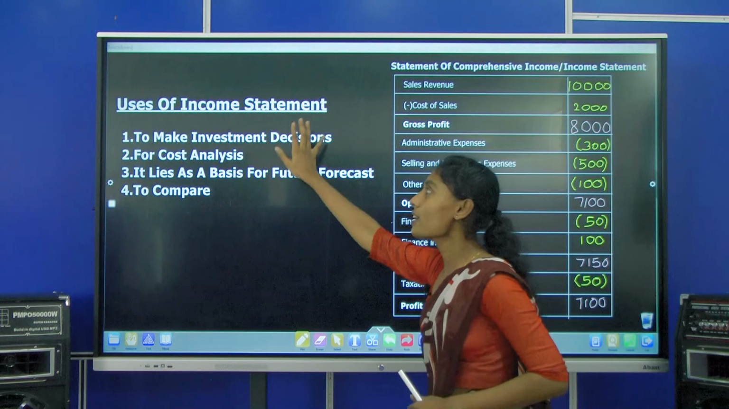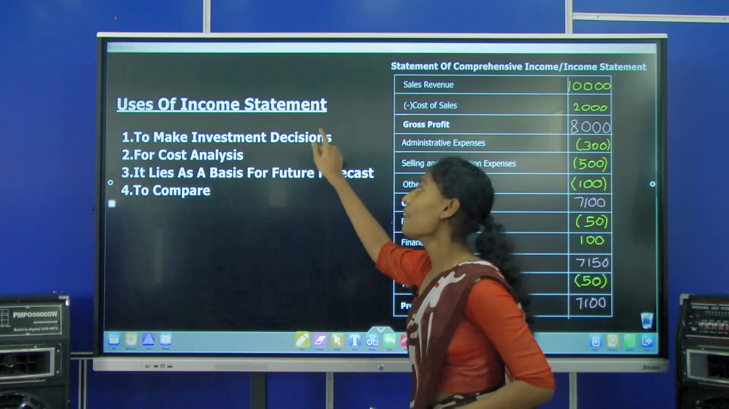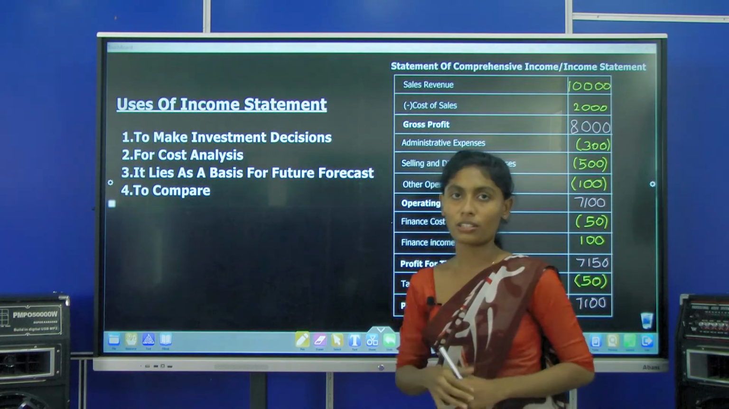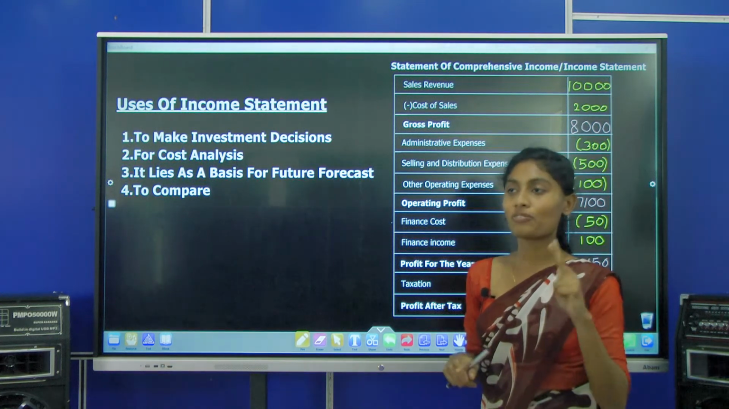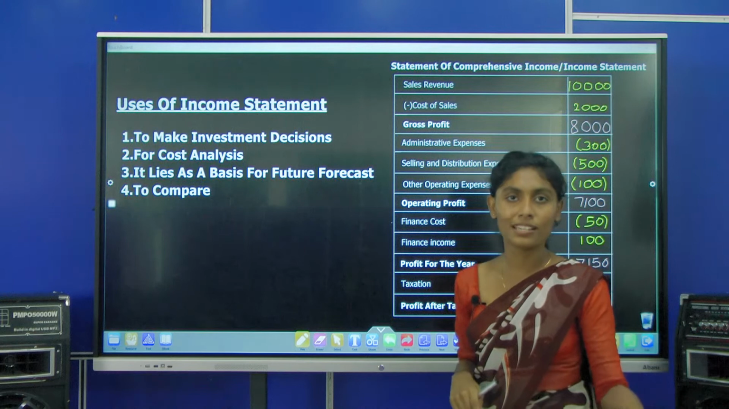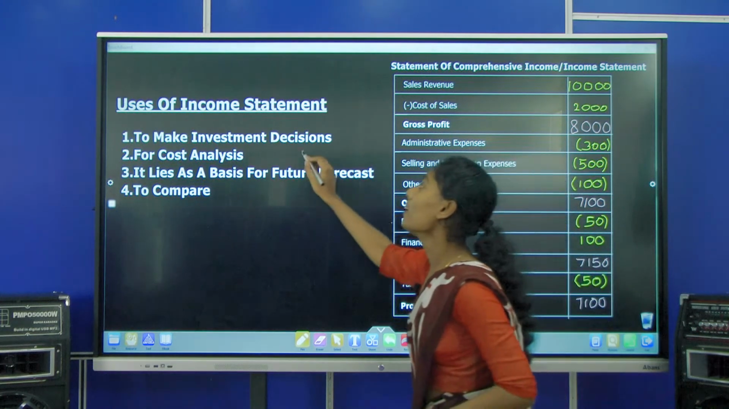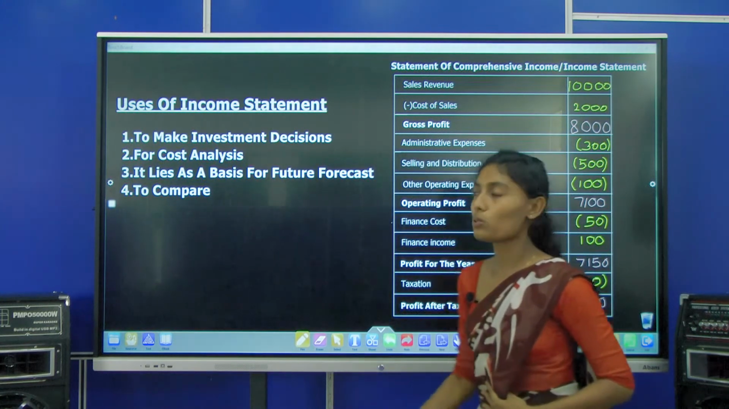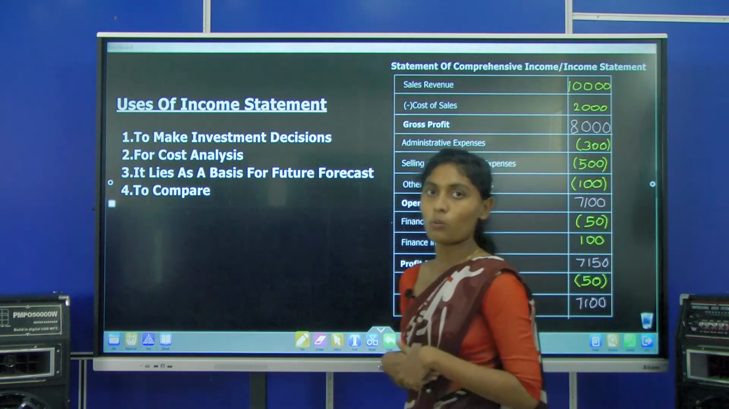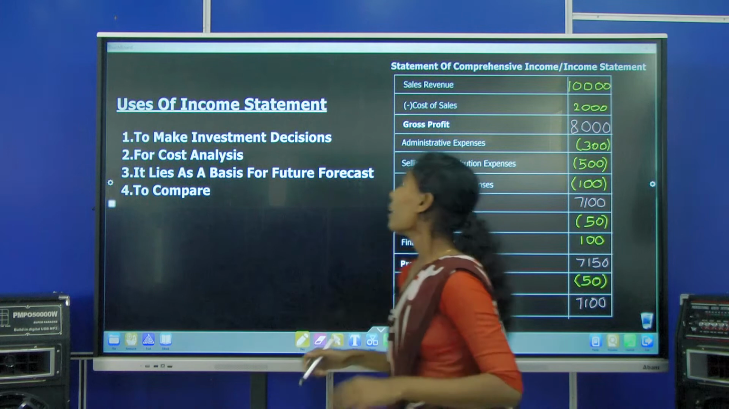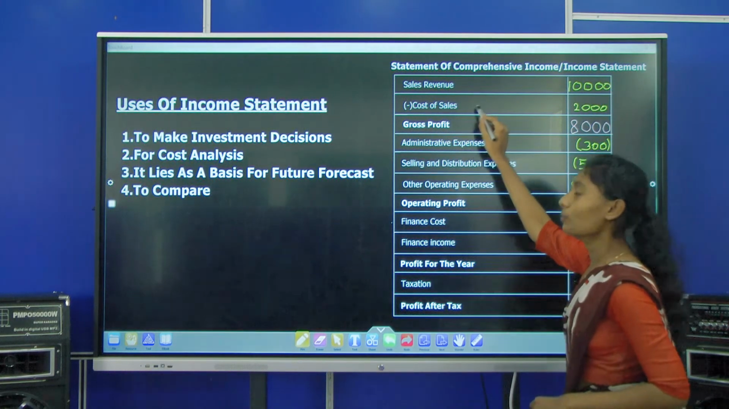First, the users of the business can make investment decisions: in which company to invest, how much to invest. If they invest, what is the profit percentage they will get. So we get the investment decisions by using the income statement. Then we can analyze the cost. How to analyze cost? The cost part is analyzed here.